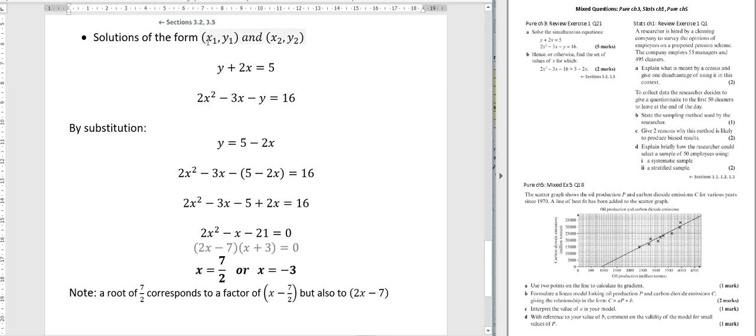And thinking back to what we were expecting, we want a value for x and a corresponding value for y, and then potentially a second value for x and the corresponding second value for y. So we need to take both of those solutions for x, 7 over 2 and minus 3, and we need to find the corresponding solutions for y. At this point, we're going to make use of the fact that we already know that y equals 5 minus 2x.